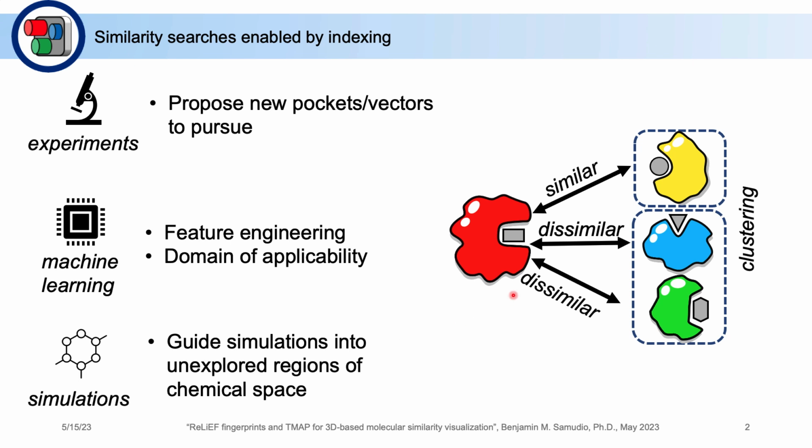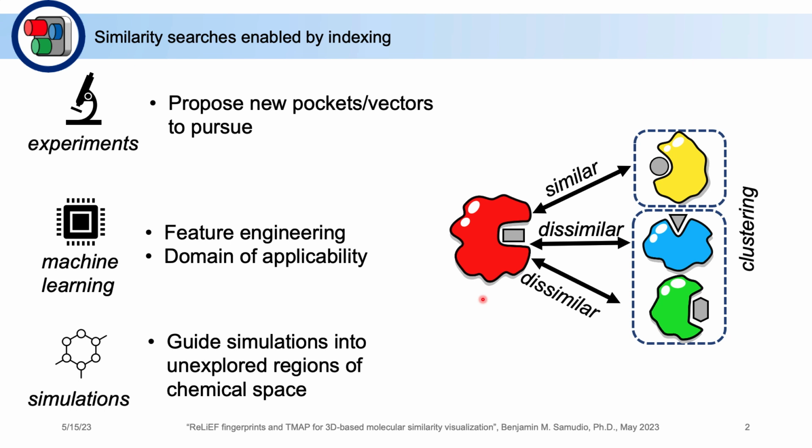So in this example, red is a protein structure with a ligand bound, and what we want to do is compare it to all other structures. We want a way to gauge its similarity. We want to be able to cluster those structures together, and we want to serve up exemplars as search results.